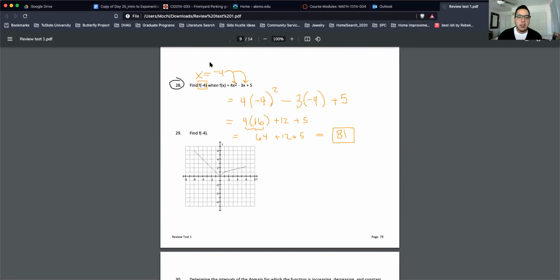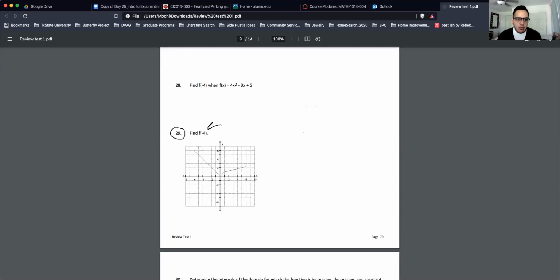Okay, and now we need to do number 29. So number 29 is asking us to do something similar. It's asking us to evaluate f of -4 or find f of -4, but now we're using the graph. Okay. So does anybody know how you would find f of -4? And remember, this tells us that x is equal to -4.